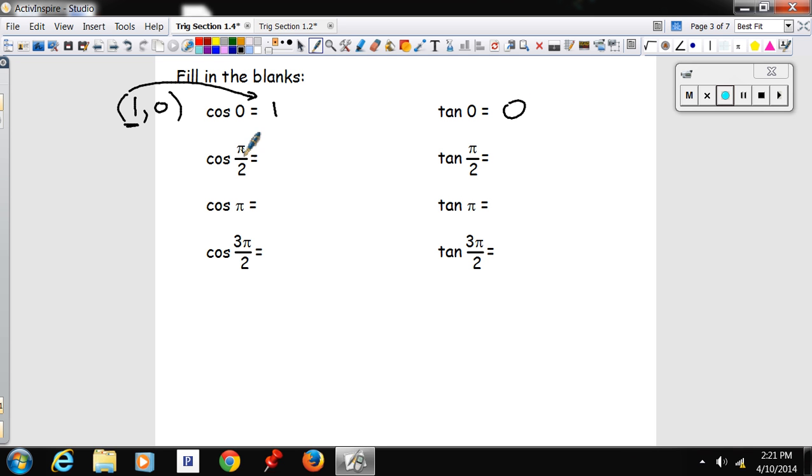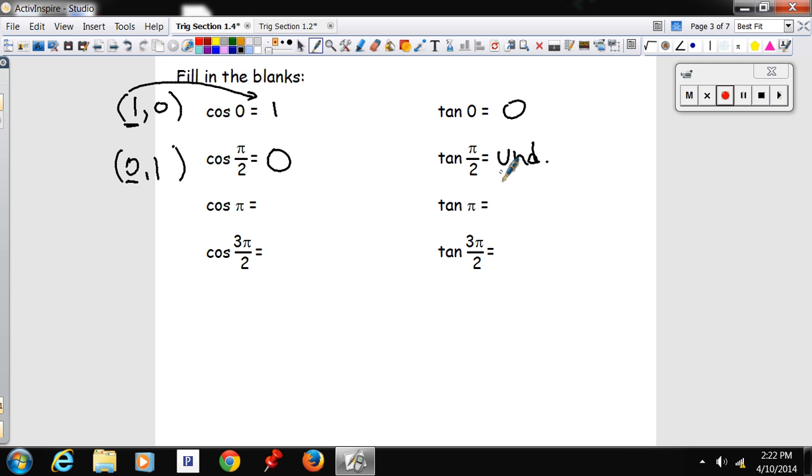Find pi over 2 on your circle and tell me what the x and y coordinate is. It's 0, 1. So what would my x coordinate be? 0 this time for cosine. You can always double check it with the chart on the other side. It should say pi over 2, it should say cosine of 0. And what would the tangent be? What's 1 divided by 0? Undefined. You're right. You cannot divide by a 0. You cannot have the 0 on the bottom. Look at your chart. If you go to the pi over 2 and you go to tangent, does it say undefined? Yeah, because it knows you can't divide by 0.